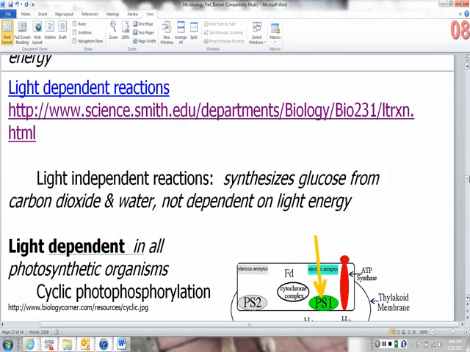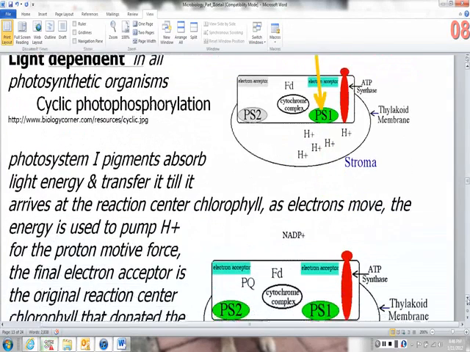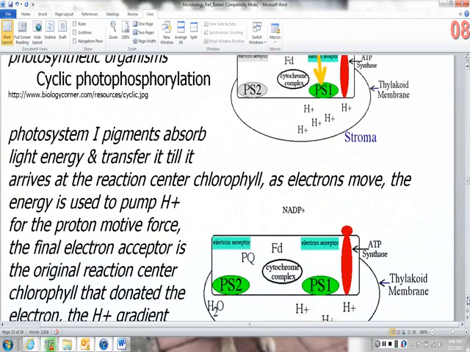The light-dependent reactions occur in all photosynthetic organisms. In cyclic photophosphorylation, the photosystem 1 pigments will absorb light energy and transfer it till it arrives at the reaction center chlorophyll. The photosystem can almost be thought of as a natural solar panel absorbing the energy from light.